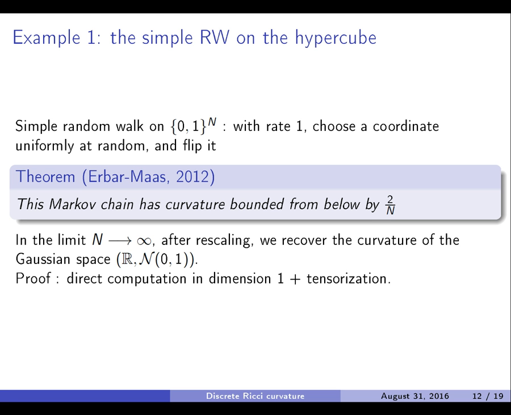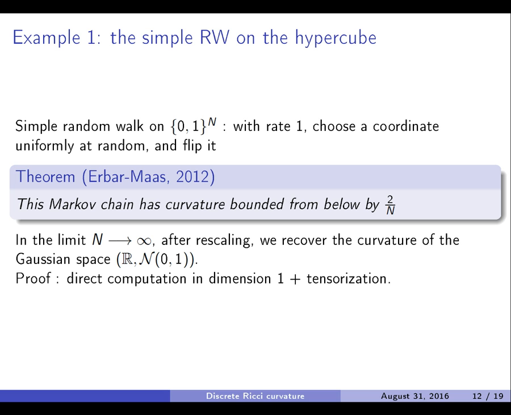Okay, so the first and kind of canonical example is the one already raised by Gromov and Stroock: you look at the simple random walk on an n-dimensional hypercube. So you have n coordinates which are either 0 or 1. And with rate 1, you choose one coordinate uniformly at random, and you flip it. If it was 0, it's now 1, and the reverse. And then it turns out that this Markov chain has indeed curvature bounded from below by 2 over n, where n is the dimension. The 1 over n factor is because by saying we move at rate 1, it's not independent copies, it's like we have rescaled time by a factor n to move at rate 1.